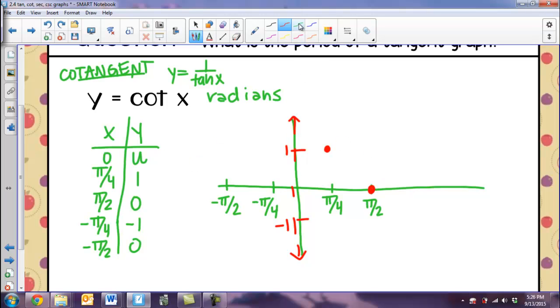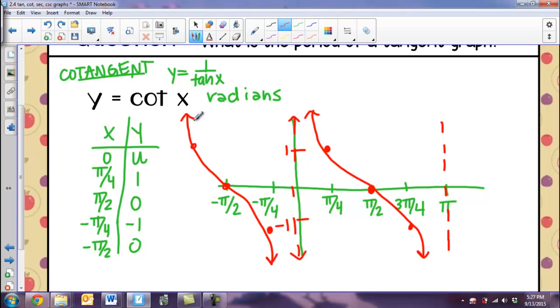I'm going to put in a couple more points in here. So if I looked at 3 pi over 4, that would be negative 1. And then go out to pi. Remember, at pi, it'll be undefined again. And then I have a low point. So my graph of cotangent, I did a little better that time, would look like this. And again, you can continue your graph out this way, because at negative pi over 2, we're at 0. Then we would be at a low point, a high point, and then there'd be another asymptote over there. So that's what your graph of cotangent looks like.